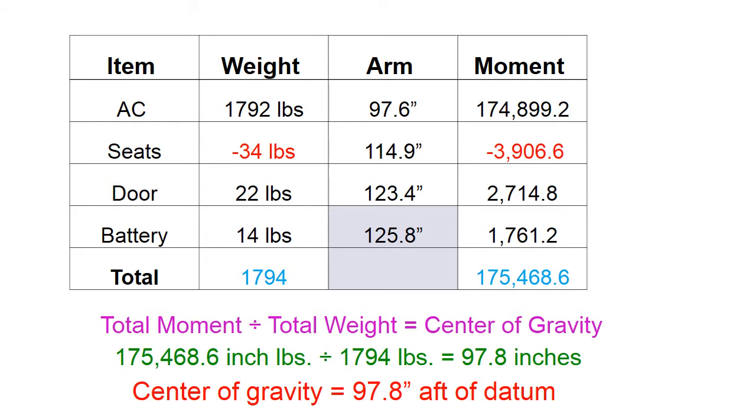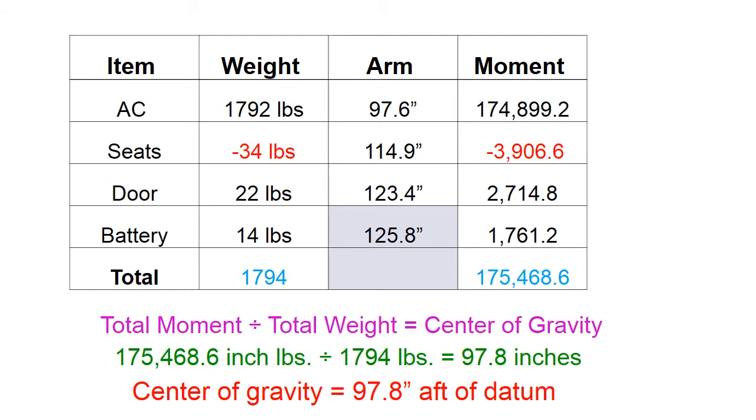Once we have each weight and arm for each item, we then calculate an individual moment for each item, remembering again that if I have a negative weight multiplied by a positive arm, I'm going to end up with a negative moment. Once I have calculated all the individual moments, I will sum them together to get a total moment, remembering when doing this addition that I have a negative moment to add into it. And then I will sum all my weights together to get a new empty weight for the aircraft.